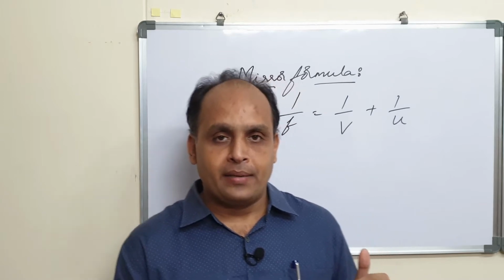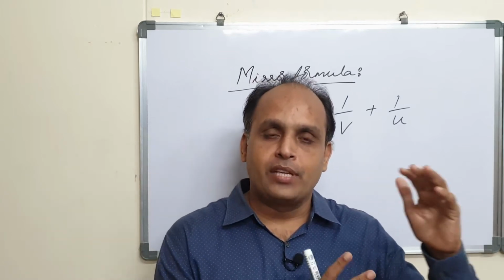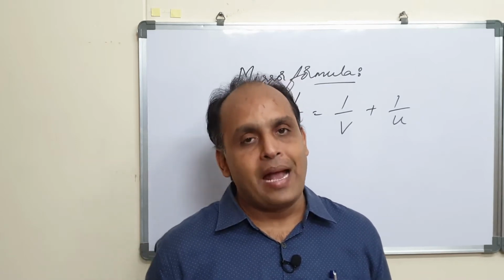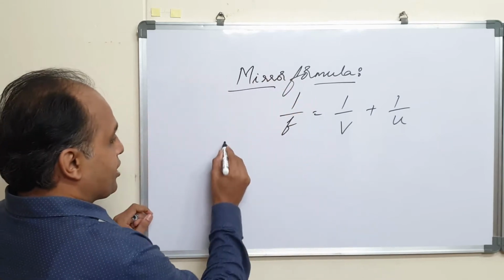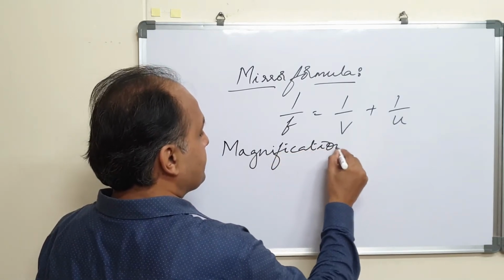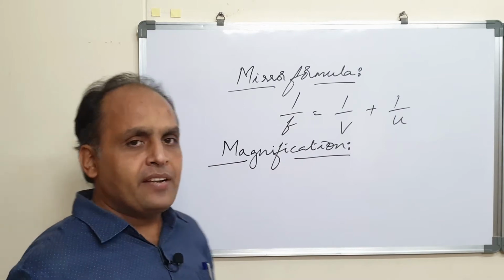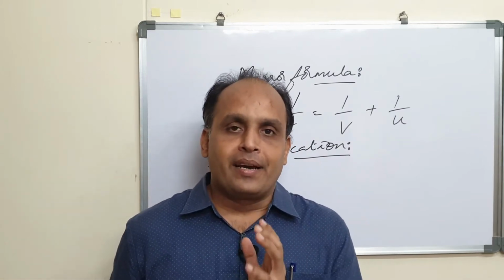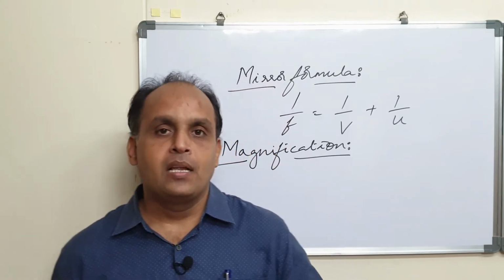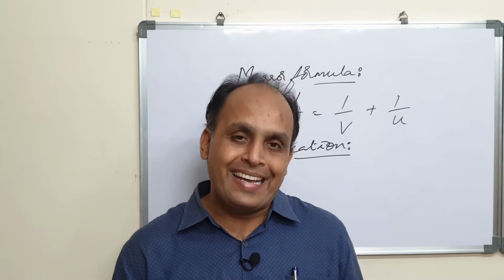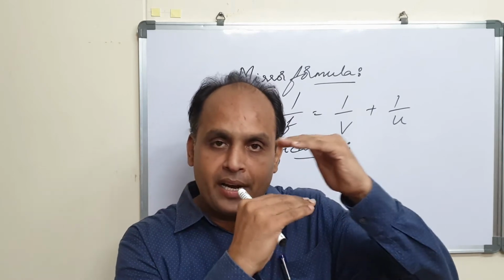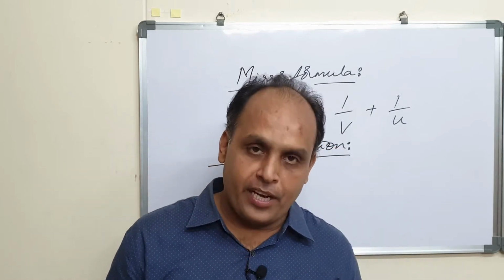Now when we compare the size of the image or height of the image with the height of the object, we call it magnification. So magnification is basically the ratio between the height of the image and the height of the object. That means how big or how small the image is when compared to the height of the object. So that comparison or ratio is what gives you the magnification.